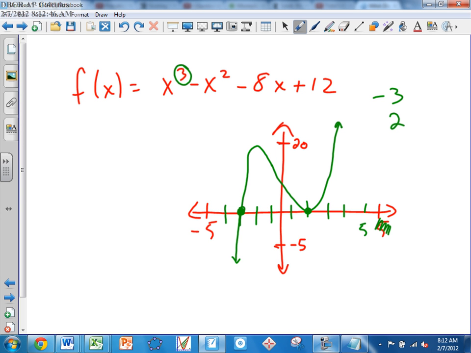So everybody, make a table, pick one of those roots, run it through, and get the other two roots. See what happens that way. Again, we know negative 3 is definitely a root, so go ahead, plug in negative 3. Or we know 2 is definitely a root, so go ahead and plug in 2. Get whatever the other roots are based on the table.